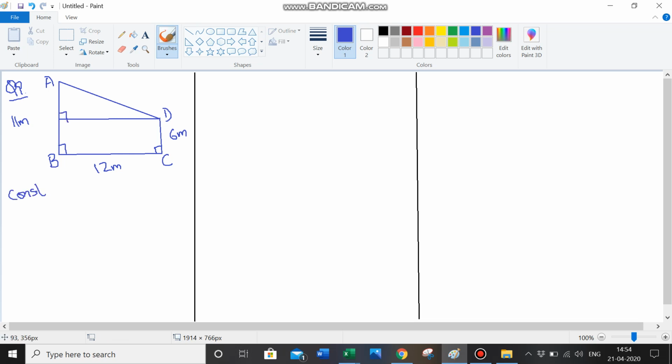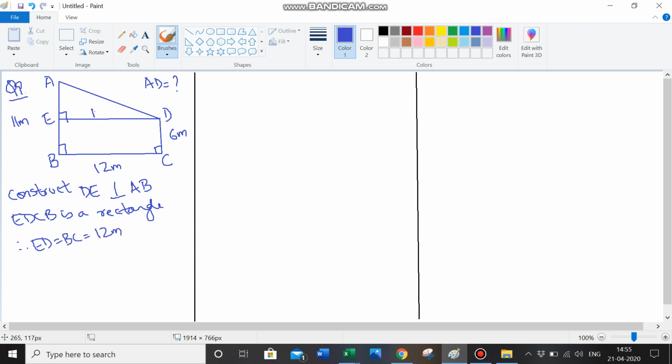Construct DE perpendicular to AB. Perfect. We need to calculate length of AD. So EDCB is a, yes, correct, it's a rectangle. Therefore, ED is equal to BC is equal to 12 meter. So ED is 12 meter.